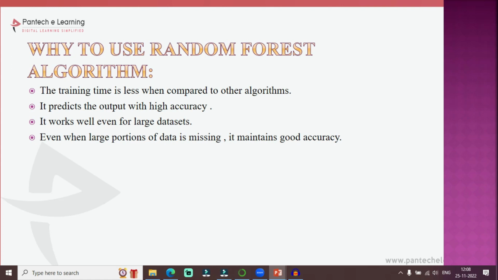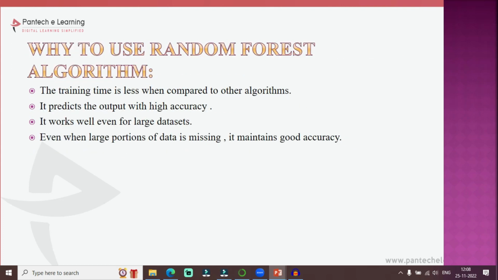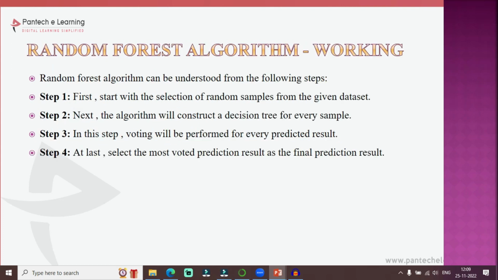So what are the major reasons why I have to go for this random forest algorithm? All these are the important reasons. Whenever I am considering any kind of machine learning models, it predicts the output with high accuracy and less error. It works well for large data sets, and even when a large portion of data is missing, it maintains good accuracy.